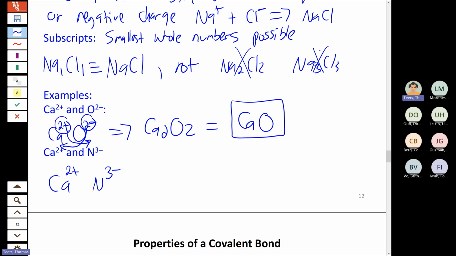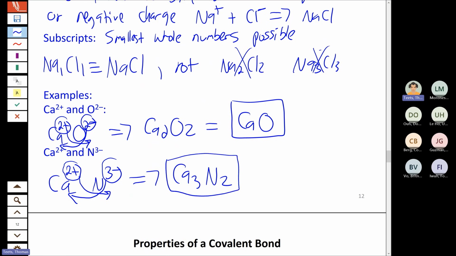But again, the simple way to do this would be to take the charge from one ion and make it the subscript on the other, and vice versa. So that comes out to this 3 becomes a subscript on calcium. This 2 becomes a subscript on nitrogen, so Ca3N2. 3 to 2 is the smallest whole number ratio. You can't reduce that down any further. We don't want fractions in our formulas. So Ca3N2 would be correct.